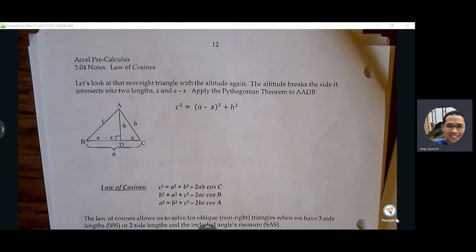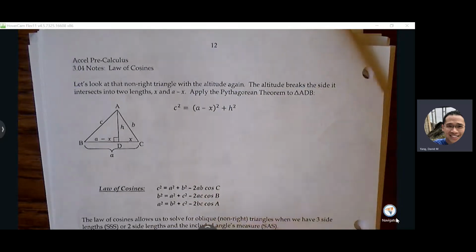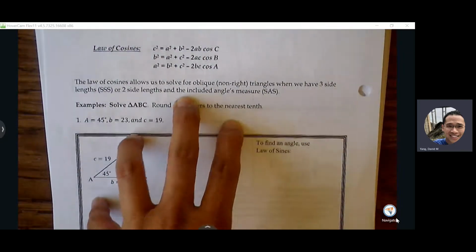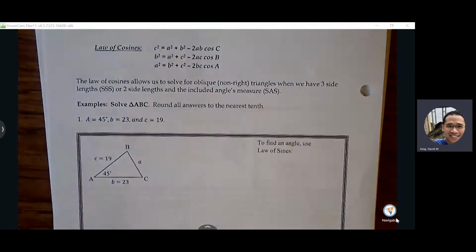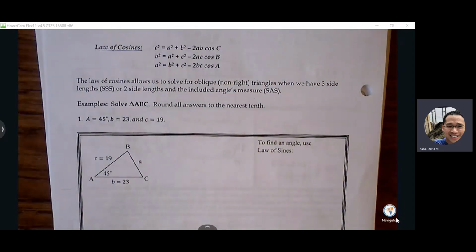Okay, we're not going to worry about the proof for law of cosines. Just wanted to go down to the middle of the page and show that there are 3 formulas, and these formulas will be given to you. We just have to be able to know which ones to use and how to use them. Okay, so again, page 12.